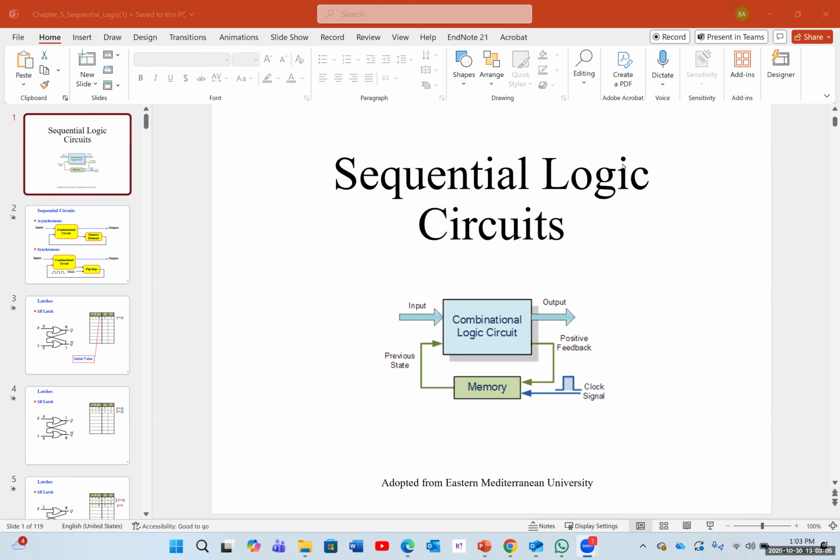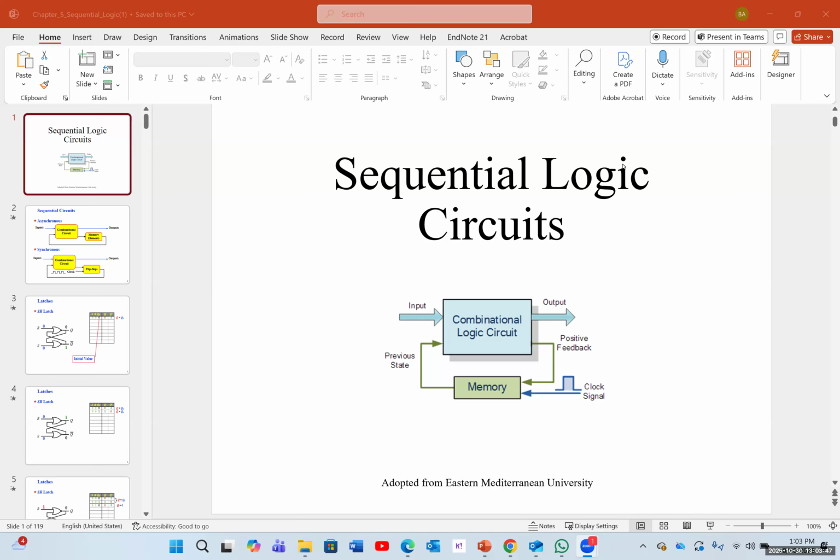In the previous class, we finished the combinational logic circuits, which were circuits that didn't have any feedback, therefore they didn't have any memory, and the output for a combinational logic circuit changes with the input at that same time. Some examples of combinational logic circuits were decoders, encoders, multiplexers, demultiplexers, adders, and so on.